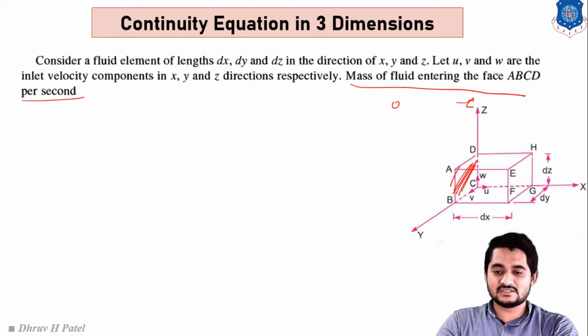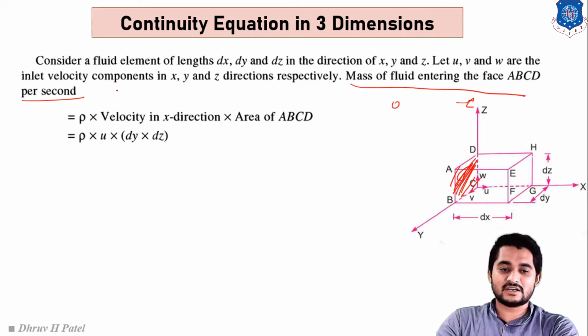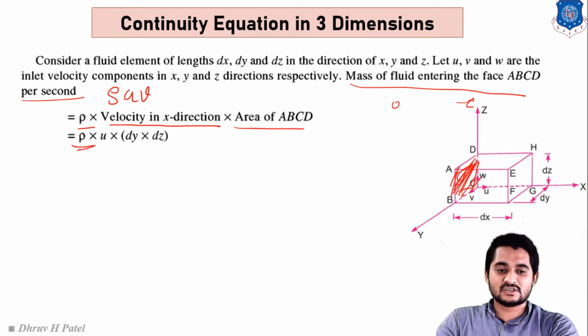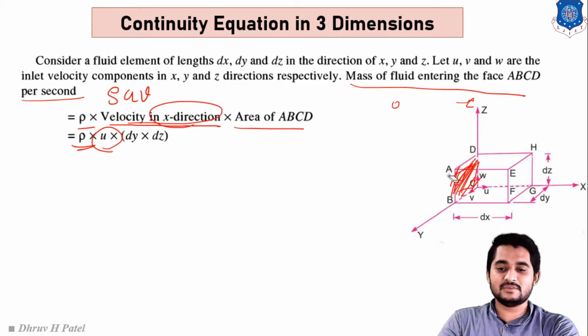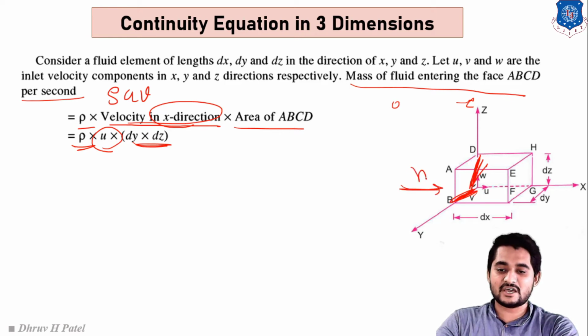So let us take rho A V for the ABCD portion. Here ABCD is this hatched portion. Clear? So for the ABCD portion, mass flow rate we can write as rho A V. Rho is as it is, velocity in the x direction is u, and area of this rectangle ABCD will be dy into dz. So what is mass flow rate entering from this direction, m dot, that will be rho u dy into dz.